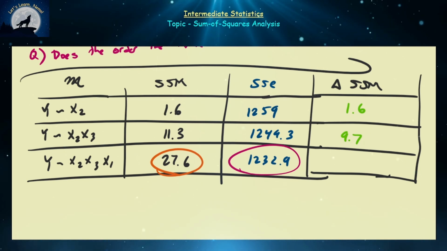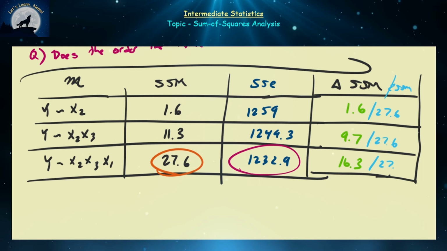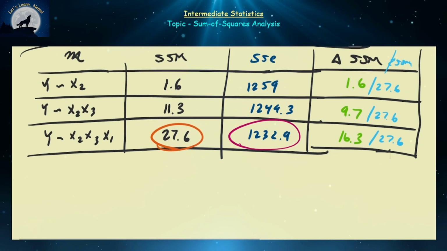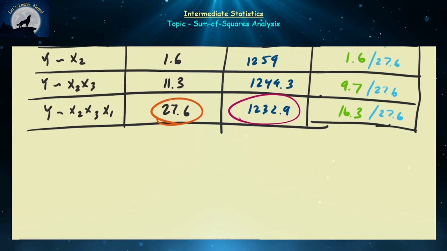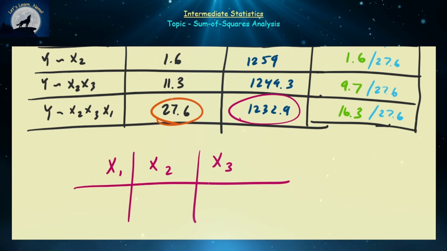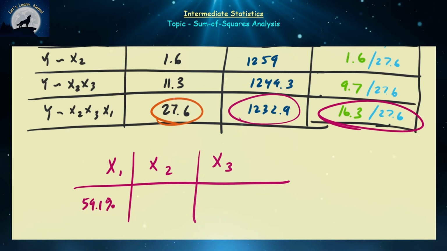11.3 to 27.6, that's going to be 16.3. Right? And then we're going to take each of those and divide by our total SSM. So we're going to divide by 27.6 each time to get our percentage changes. Let's assume that we're just focusing again on x1, x2, and x3. The only difference is x1 is going to be coming from our last cell. That's where our 59.1% is going to come from.